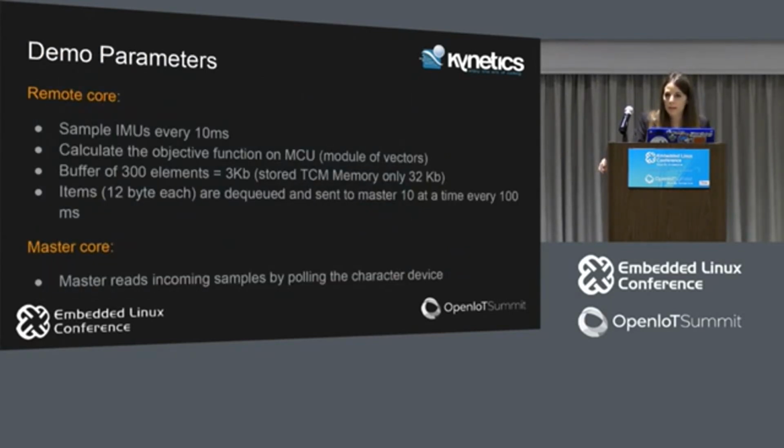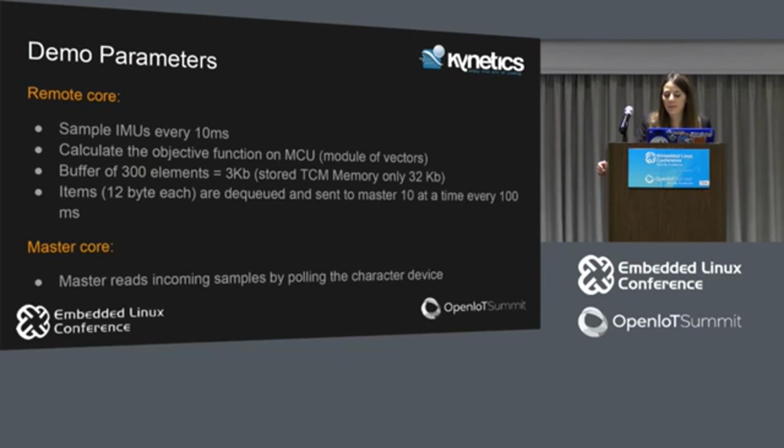So back to the demo application that we developed. On the remote core, we have a FreeRTOS application, and we sample the inertial measurement unit every 10 milliseconds. We calculate an objective function. In our case, it was basically calculating the module of the vectors of the accelerometer, magnetometer, and gyroscope data.